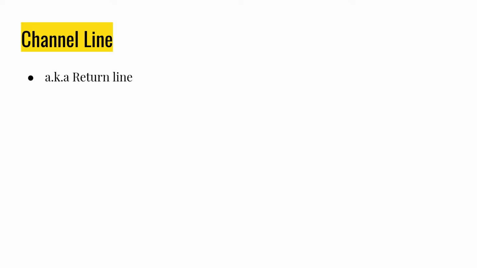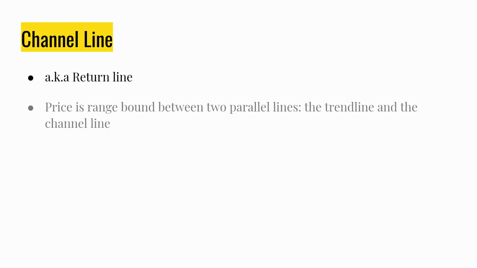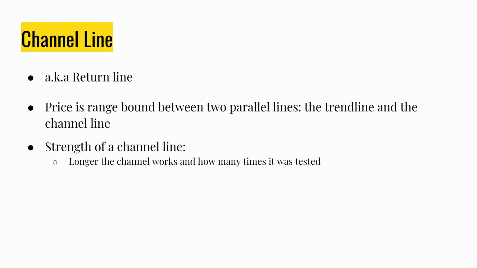Channel lines are also called return lines, and the channel line and the trend line will be used as a set of two parallel lines that indicate the boundaries of the price range. Basically, price will be trading within these two lines, so the person will be able to predict price action. Like trend lines, the strength of the channel lines depends on two factors: how long the channel line was held and how many times it was tested.